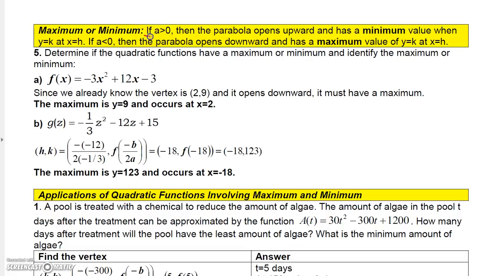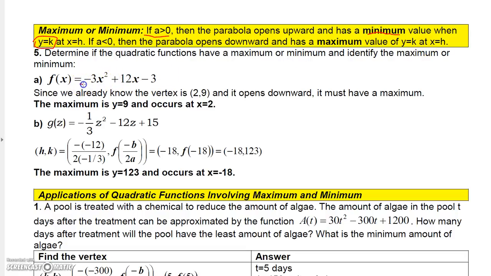So again, if a is greater than 0, then the parabola opens upward and it's going to have a minimum value, and the minimum value is going to be y equals k, and it's going to occur at x equals h. If a is less than 0, then the parabola opens downward and it has a maximum value of y equals k at x equals h.